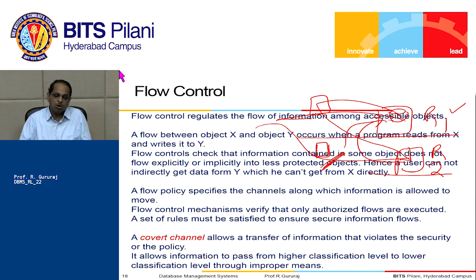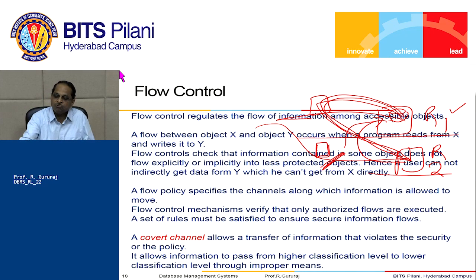A covert channel. What is a covert channel? A channel that allows transfer of information that violates the security or the privacy. It allows information to pass from a higher classification level to a lower classified level through improper means. In this example, the channel where the information from R1 is flowing into R2 can be treated as a covert channel, because this allows certain subjects to access that protected data while they were not allowed to access the data when it was residing in the object R1.